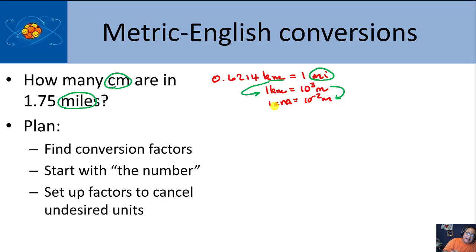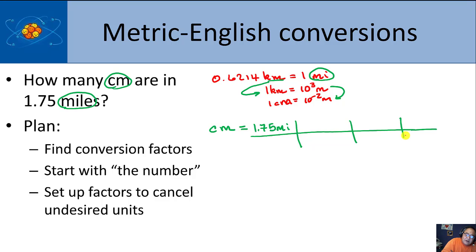So having said that, I'm going to start with what am I looking for, right? I'm looking for centimeters, so I'll start with that on the left-hand side. And then I'm going to say the given number is 1.75 miles. And again, I'm going to set up my conversion so that I'm canceling units the whole way. I'm going to do something here so you can see how this works. I know I need that many conversions, and I'll show you how I know that in a second.